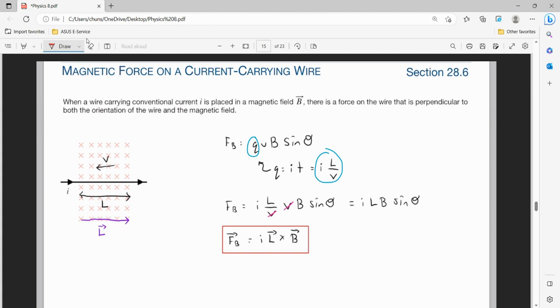So by plugging this into our equation, we get this new equation where our magnetic force is our current times the cross product of our length and our magnetic field.